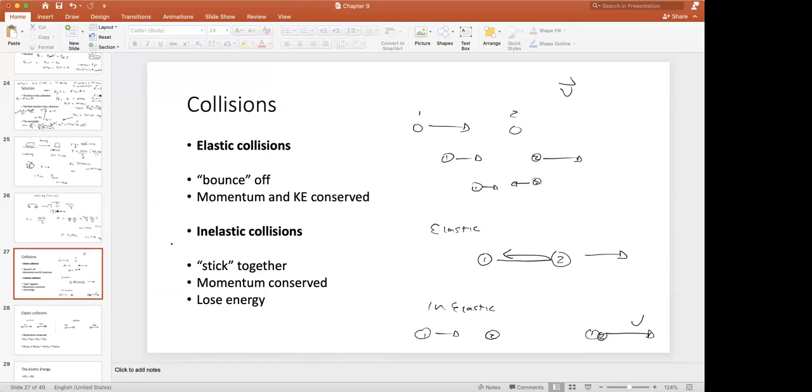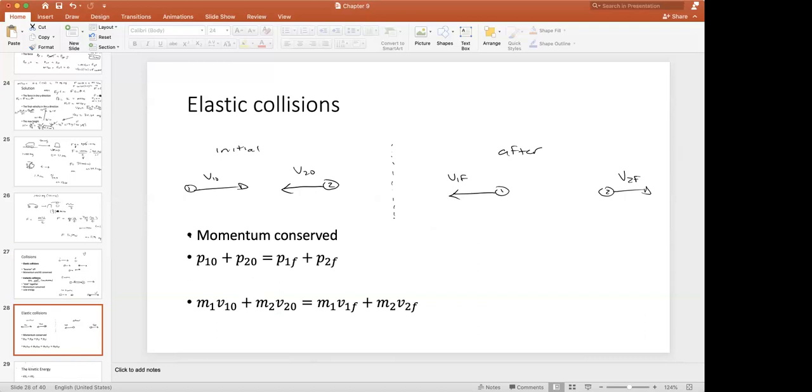So in an inelastic collision, KE is not conserved. That's the big one. Okay, they lose energy. You can't solve for the initial kinetic energy and say that that's equal to the final. You can totally do that in an elastic collision. So let's talk about elastic collisions first.